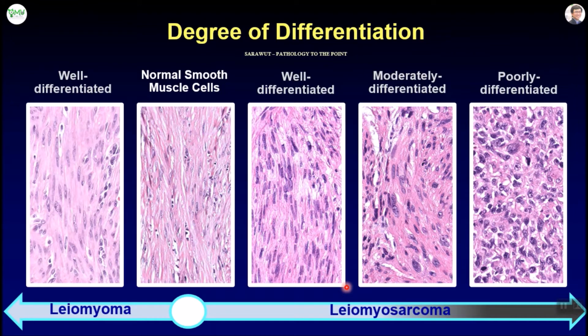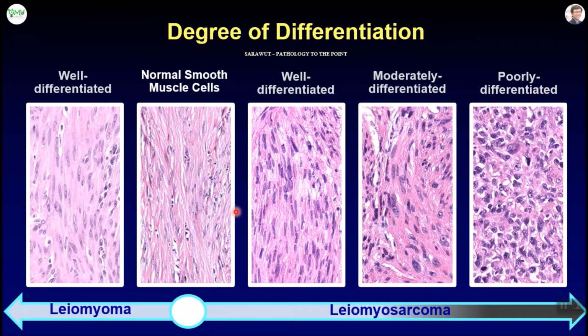Let me explain by showing you the picture. A benign and malignant tumor of the similar cell of origin, smooth muscle cell, called leiomyoma and leiomyosarcoma, respectively. As you know, normal smooth muscle cells have a fusiform shape, elongated nuclei, and eosinophilic cytoplasm. In general, benign tumors are well differentiated, while malignant tumors could be any degree of differentiation, including well differentiated, moderately differentiated, poorly differentiated, or even undifferentiated.